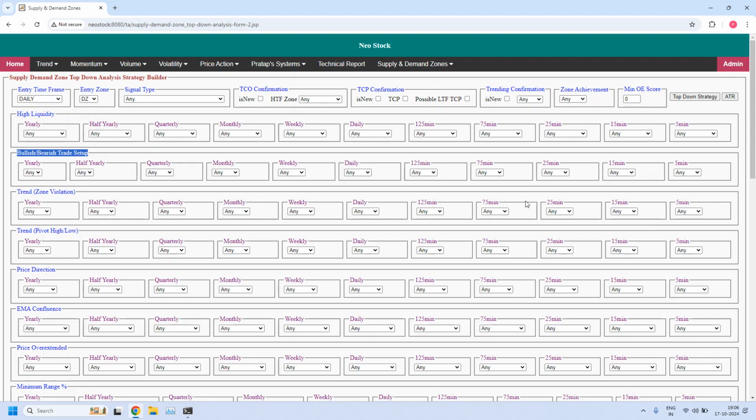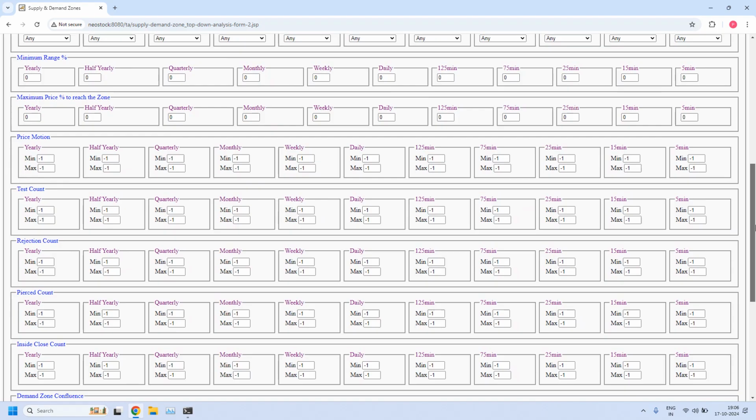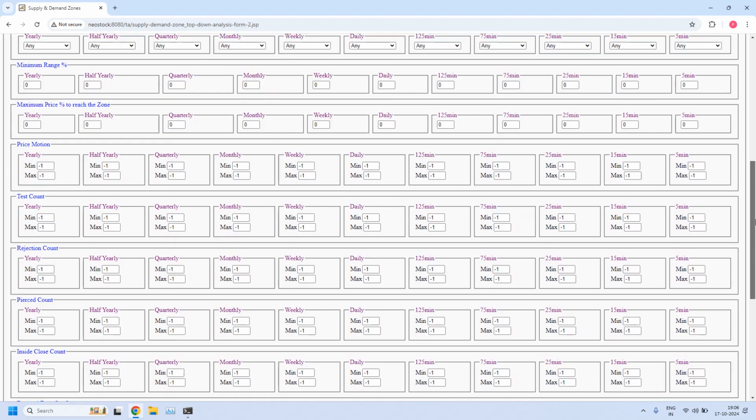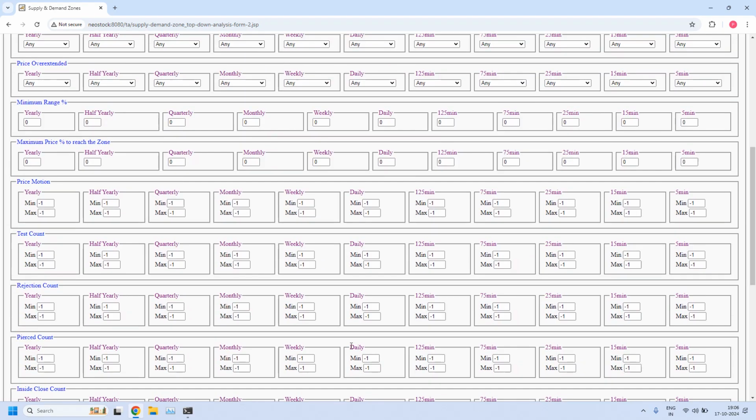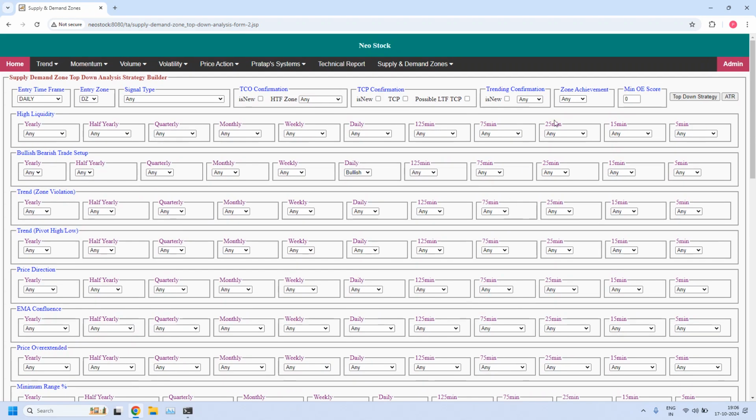In bullish or bearish trade setup at a daily time frame, I am selecting the value bullish, and the daily demand zone should not be pierced. So in the pierced count, at a daily time frame I am setting minimum value 0, maximum value 0. Zone achievement violated opposing zone, and minimum odd enhancer score should always be 12 for bullish or bearish trade setup. All these three filters are applied to daily demand zone. Now let's filter.